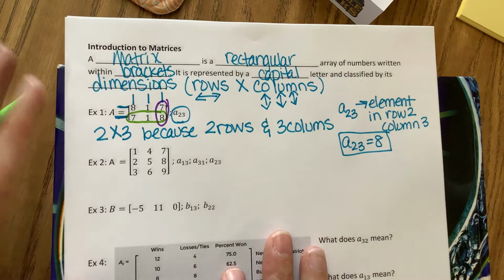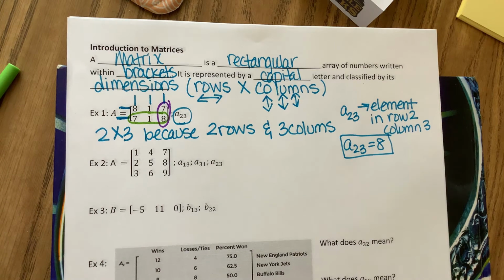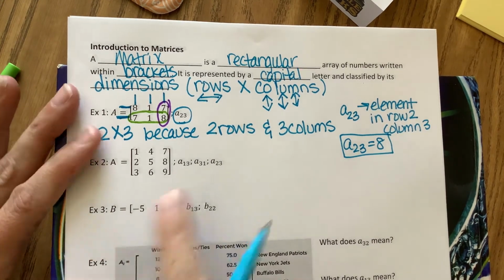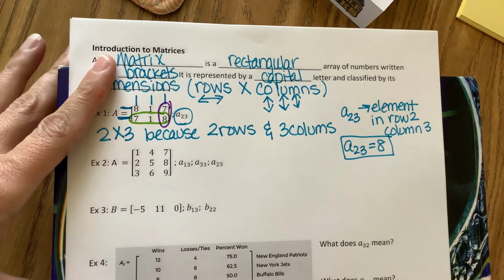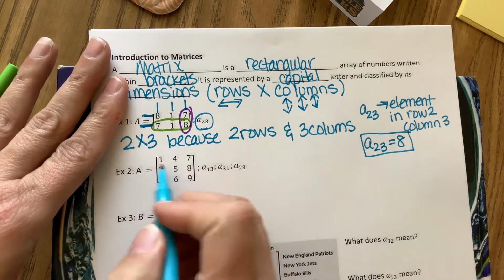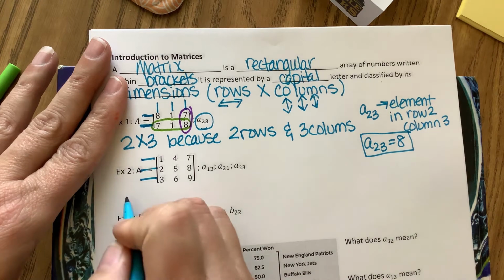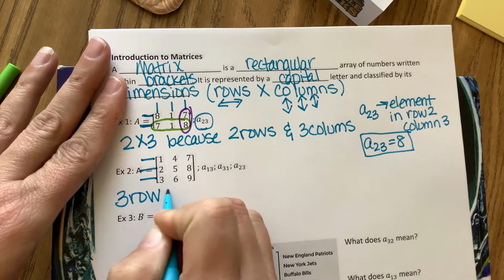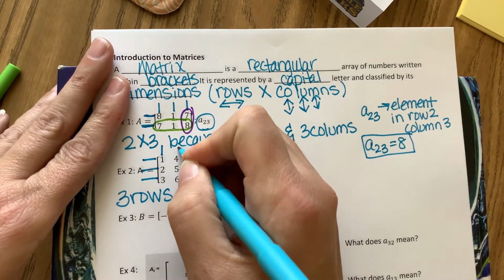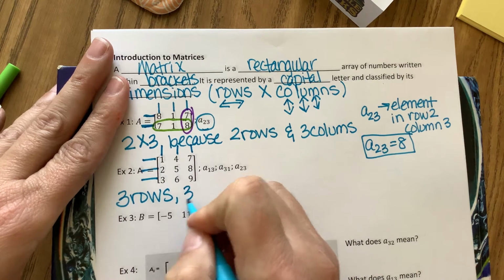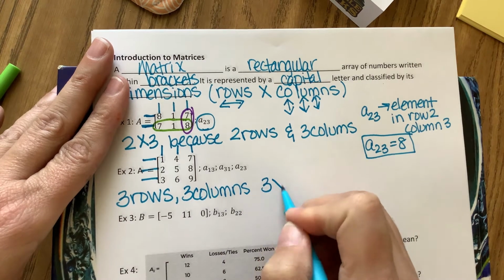So let's look at number 2. We have a new matrix A. We're going to start with rows and columns and dimensions, and then we're going to get into A13, A31, and A23. So we'll ignore those for right now. Take a look at matrix A. How many rows does matrix A have? Rows are across. So there's row 1, row 2, row 3. So 3 rows. How many columns does matrix A have? There's column 1, column 2, column 3. So 3 rows, 3 columns. That means its dimensions are 3x3.